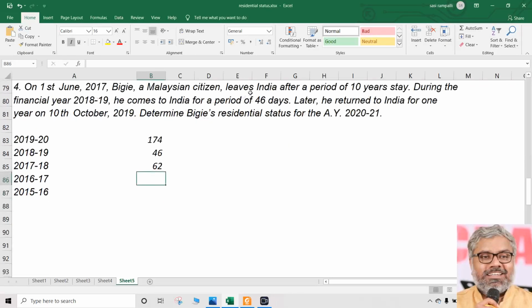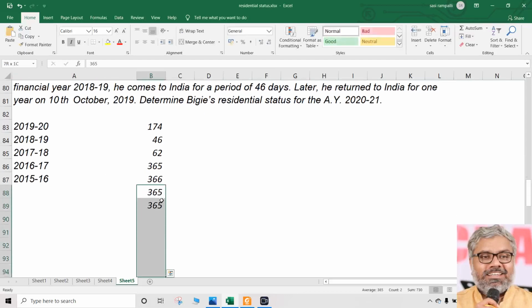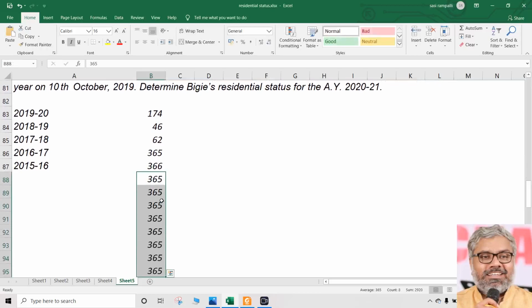Prior to that he was in India only. So that's what is mentioned: after a period of 10 years stay, he said. Prior to that what happened we don't know. But definitely from the information given, he should have stayed for full years. Of course, once again, 2016, 15-16 is a leap year, so 366. Prior to that 365, 365. Like that, for almost 10 years he was there in India only.